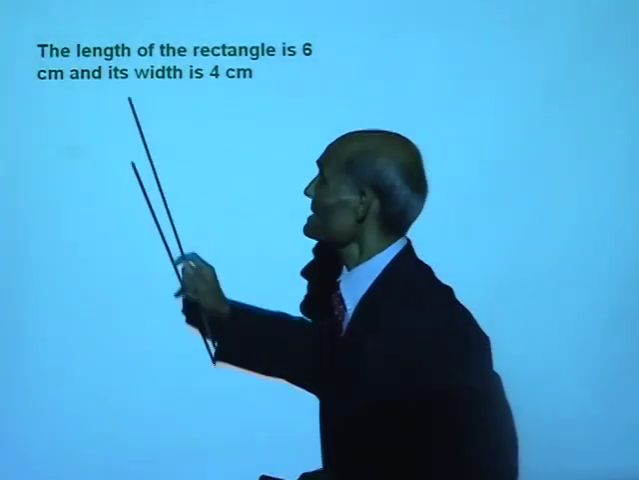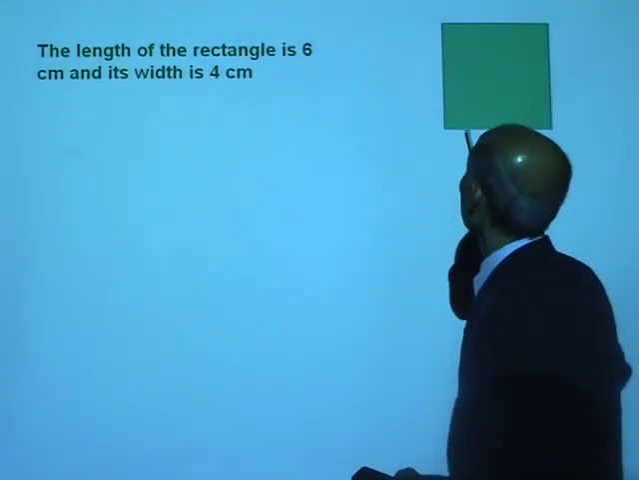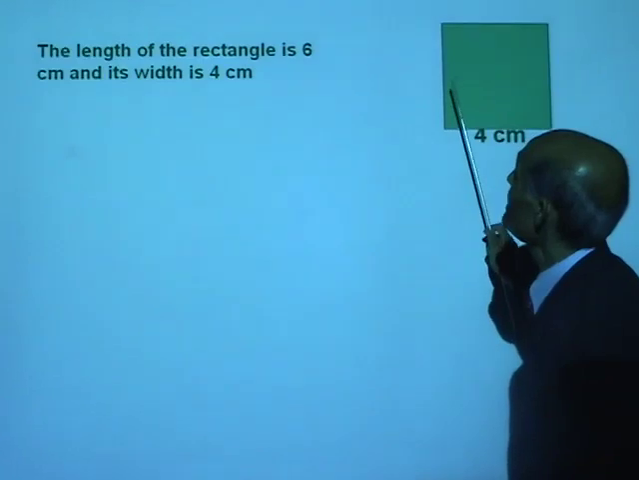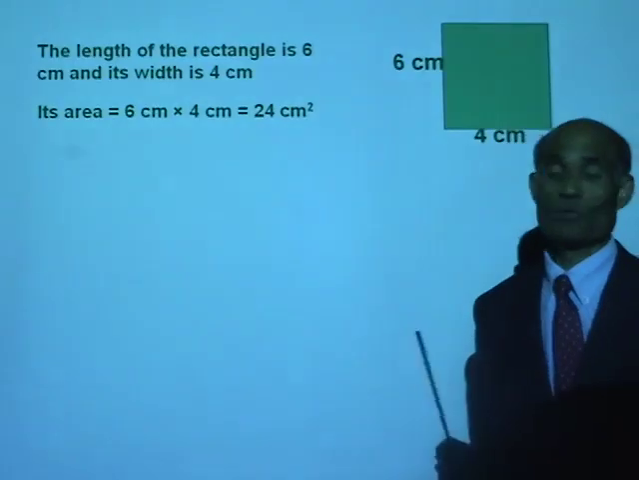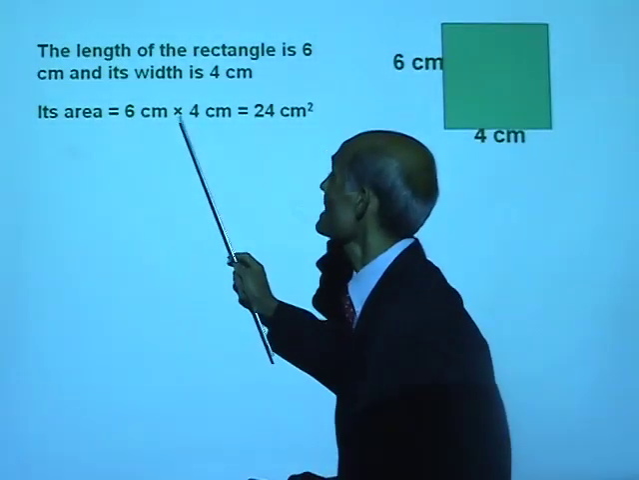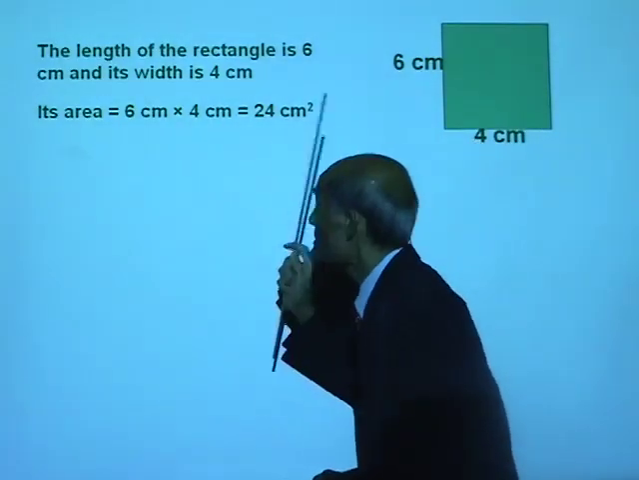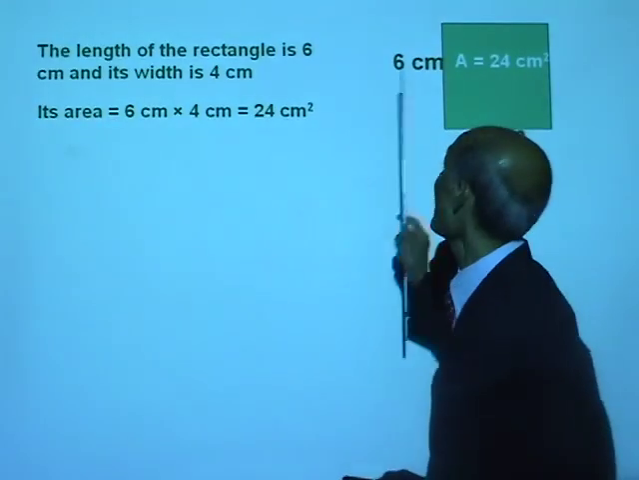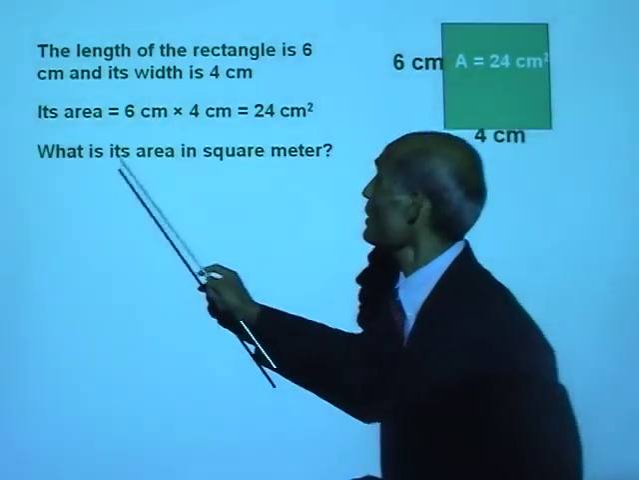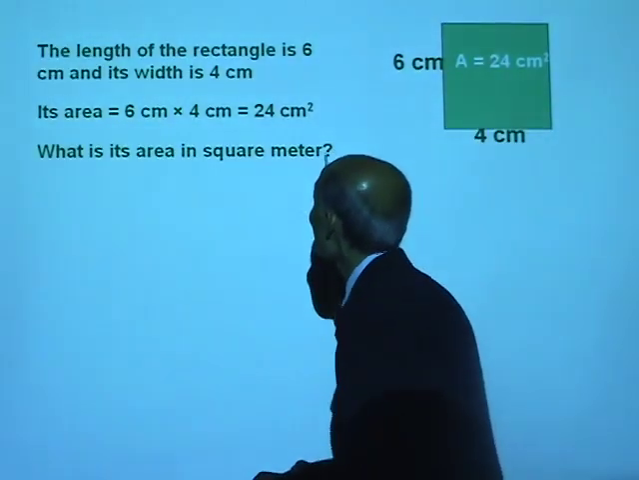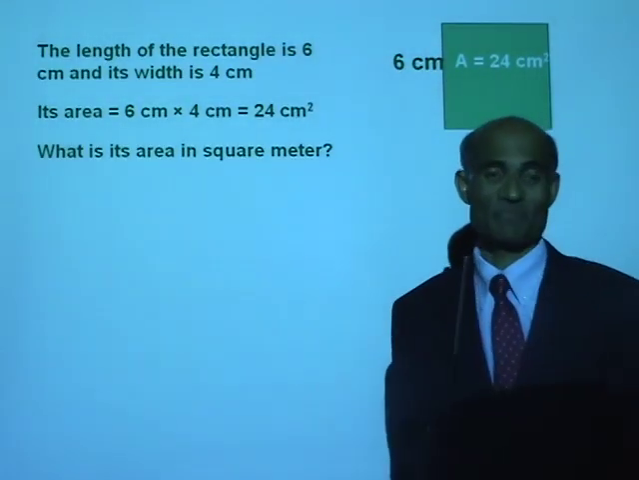Okay, let's now look at this. The length of the rectangle shown here is 6 centimeter and the width is 4 centimeter. What is the area? Its area is 6 centimeter multiplied by 4 centimeter, which is 24 centimeters squared. There you are. Area equal to 24 centimeters squared. Now, what is this area in square meter? Can you find the area of this in square meter?